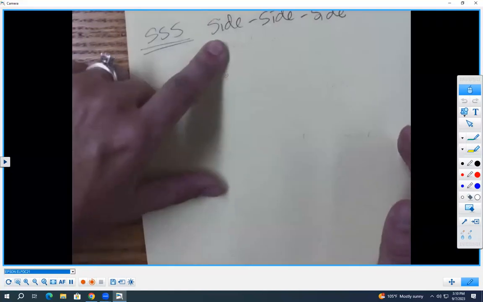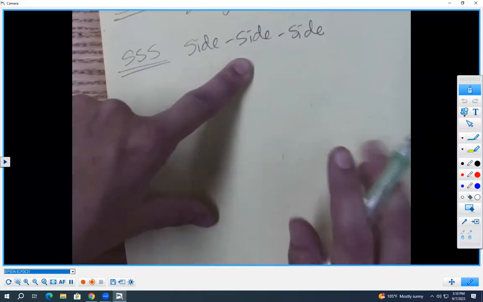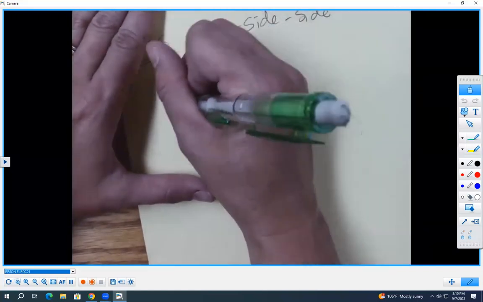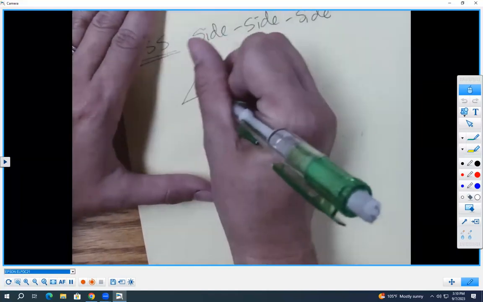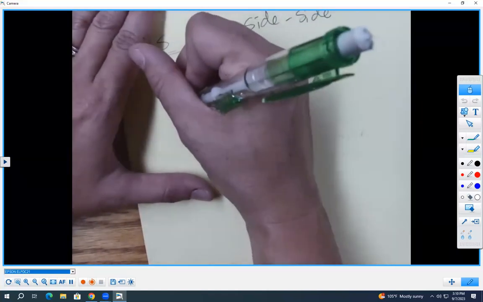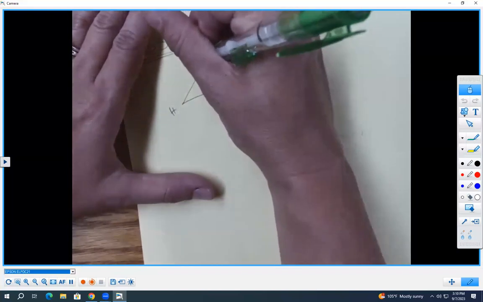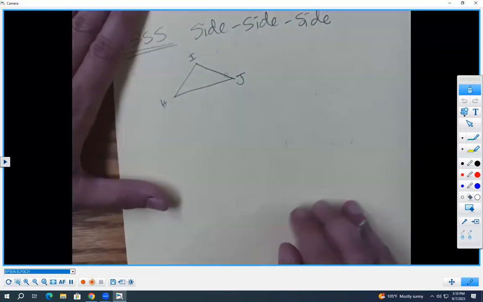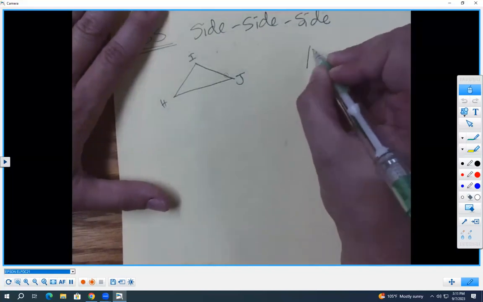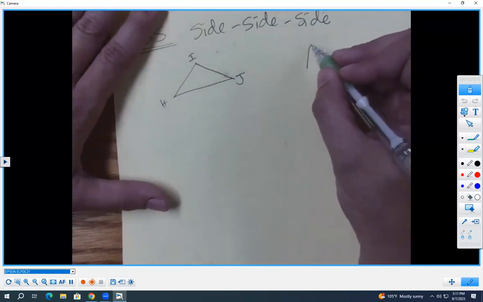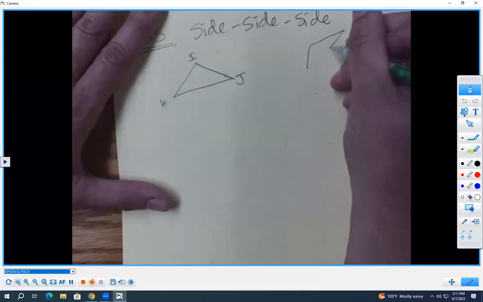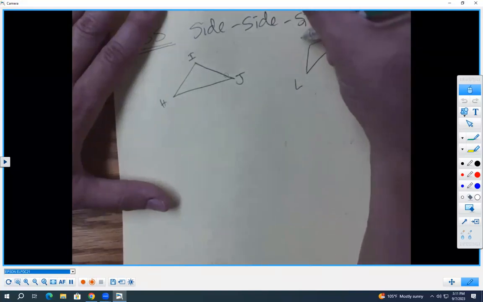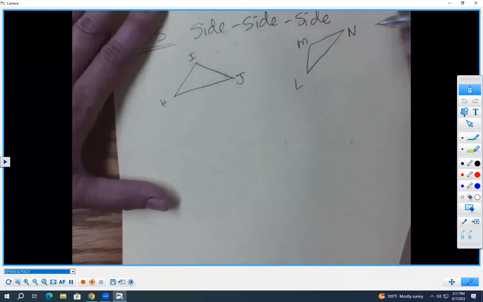But the idea for that, for side, side, side, is if I had 2 triangles, we'll call this one H, I, J. We'll call this one L, M, N.